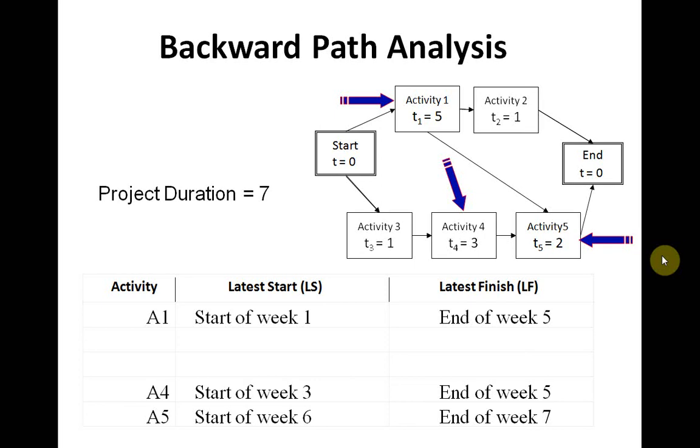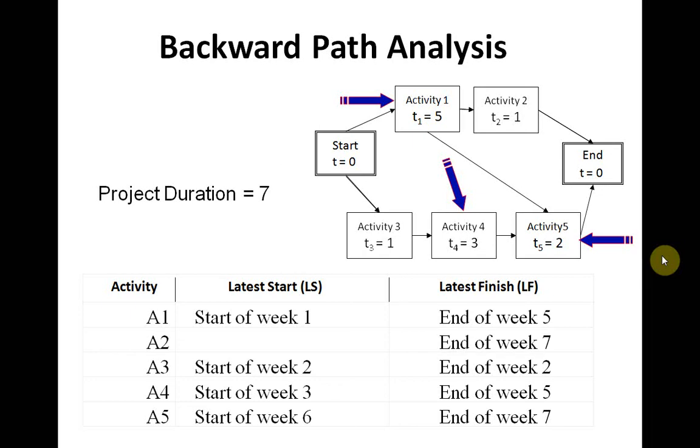Then we go to activity 3. For activity 3, the latest finish date is the end of week 2, and the latest start date is the start of week 2. And finally, we go to activity 2. The latest finish date is the end of week 7, and the latest start date is the start of week 7.